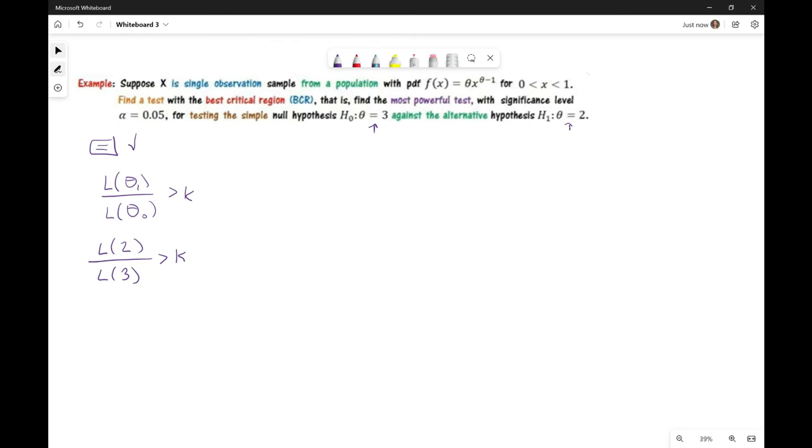If we substitute this into our likelihood function, which, just a reminder, means that L is equal to the product from i equals 1 to n of our function f of x i given theta, which we've already acknowledged what f of x is equal to when reading our example, and we plug this in, we are going to get 2x to the 2 minus 1 over 3x to the 3 minus 1 greater than k.